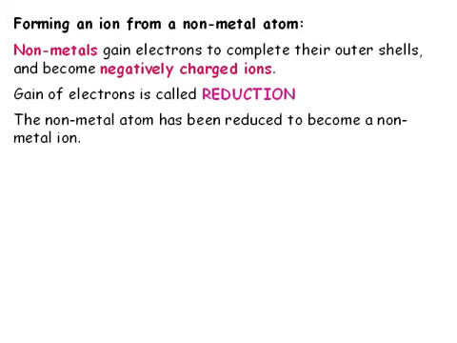Non-metal atoms gain electrons by taking them from other atoms and will continue doing this until their outer shell is full. The number of electrons they gain is the same as their valency, and this is also the amount of negative charge the newly formed ion has. We call this process of gaining electrons reduction.